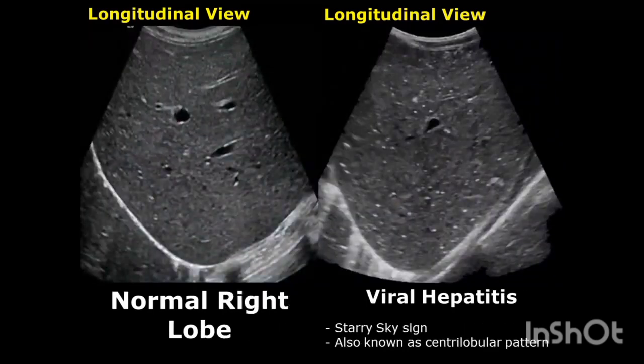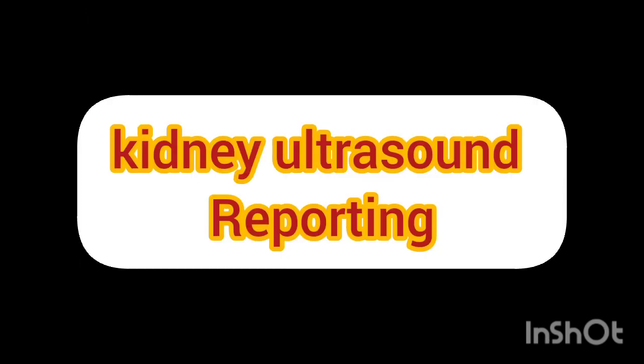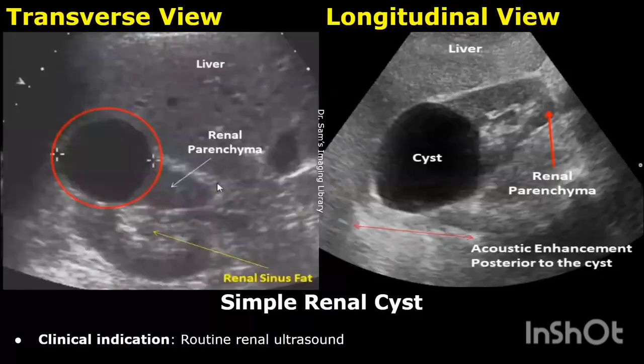Viral hepatitis has one classic sign known as the starry sky sign. It is also known as the centrilobular pattern. You can see echogenic dots in the liver.